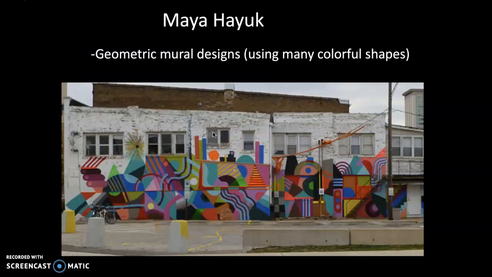Here are some artists who I love, some mural artists. This is Maya Hayek, and what she loves to do is she loves to create geometric mural designs. So that means she's using very simple shapes. She's also using colorful shapes, and she's layering these shapes on the sides of her buildings to create sort of like an abstract design. This is actually a building in Illinois. It's all the way in Bloomington, Illinois, and she painted this mural with a bunch of students.